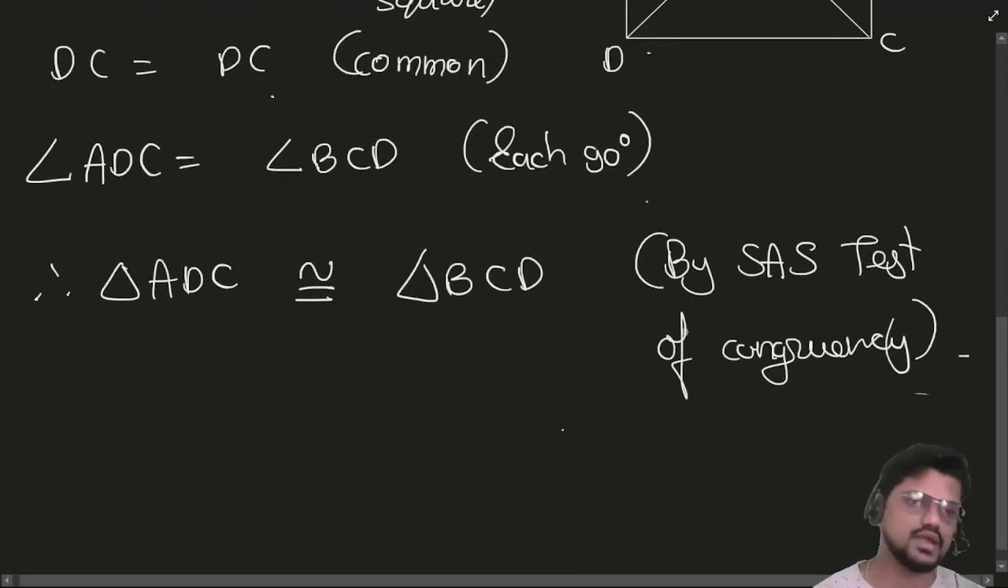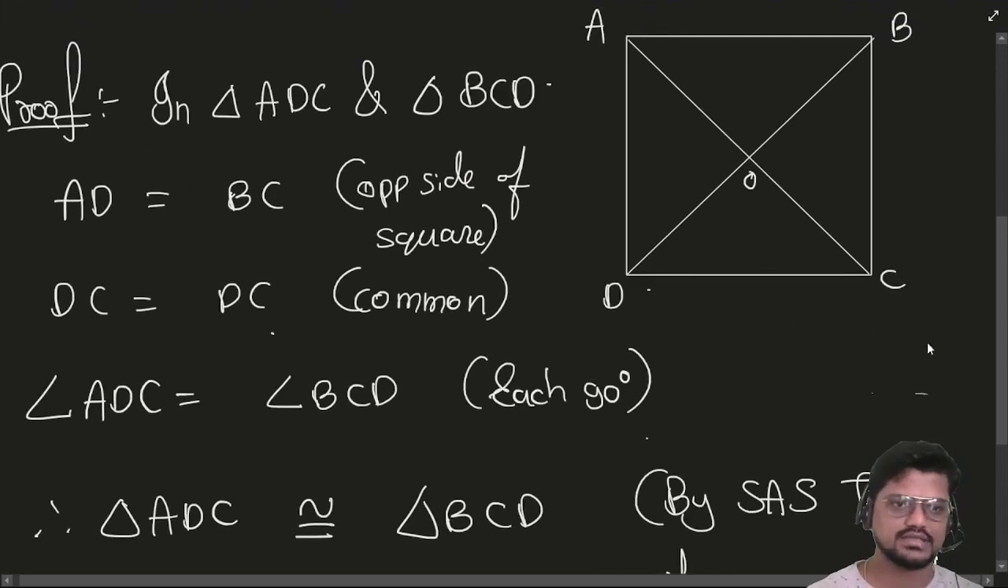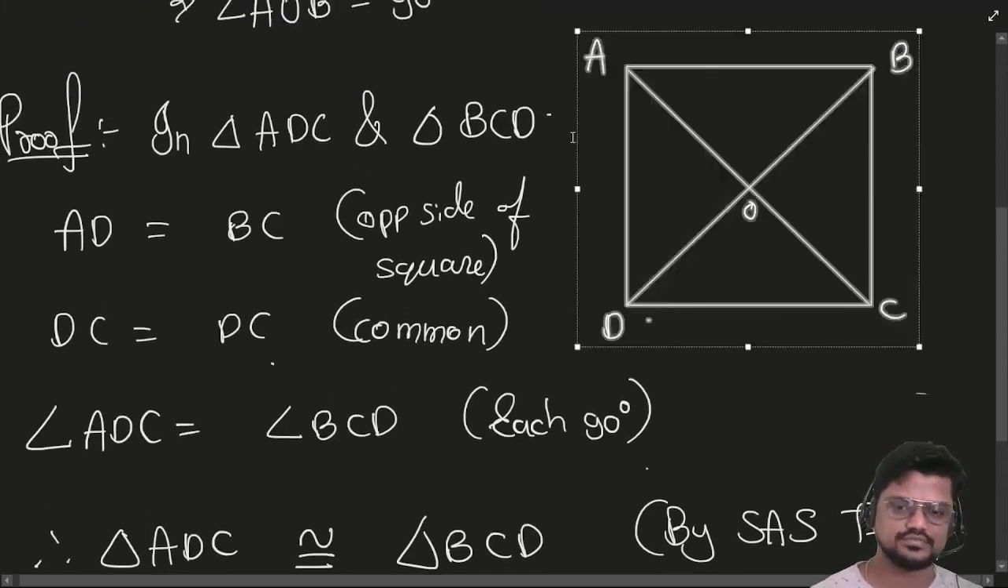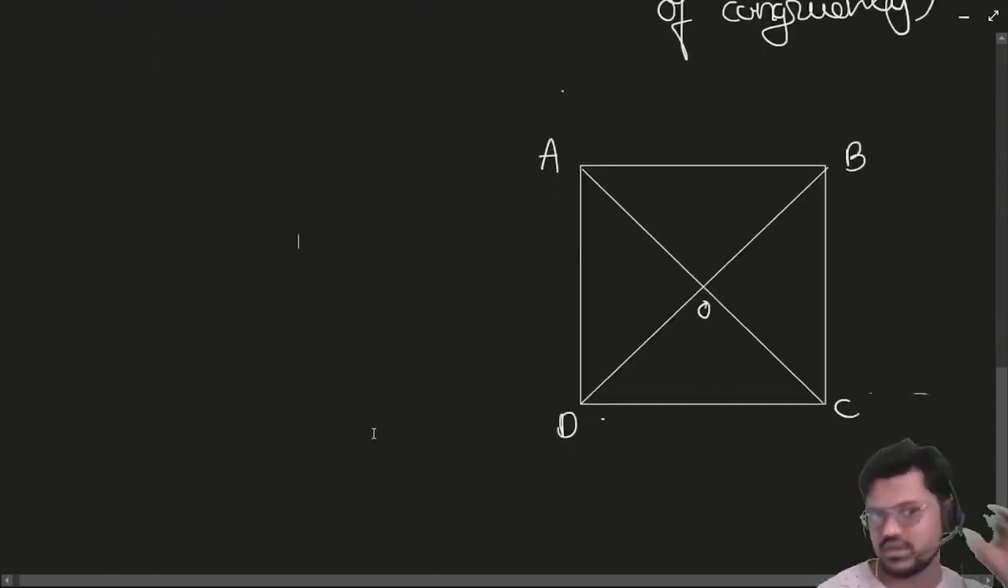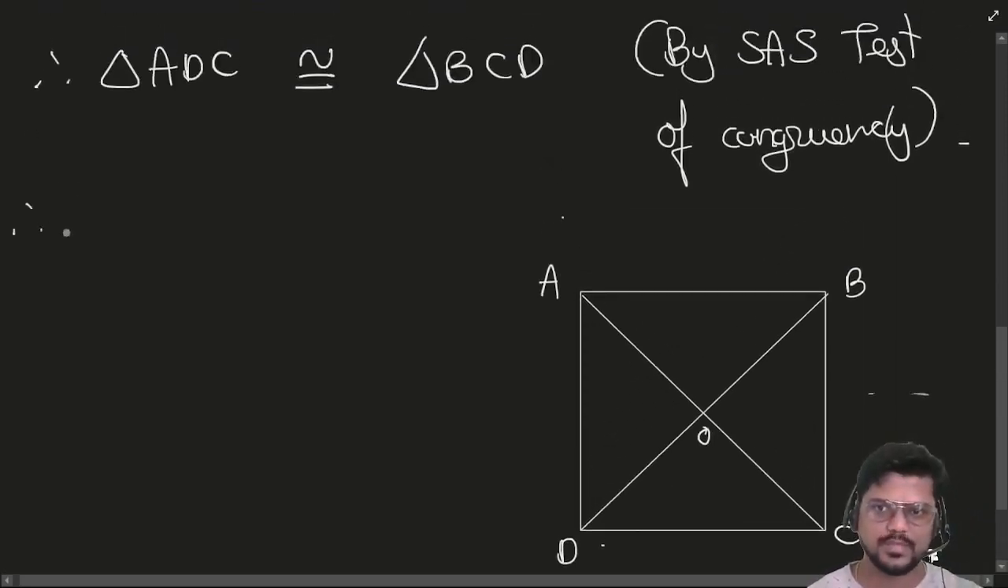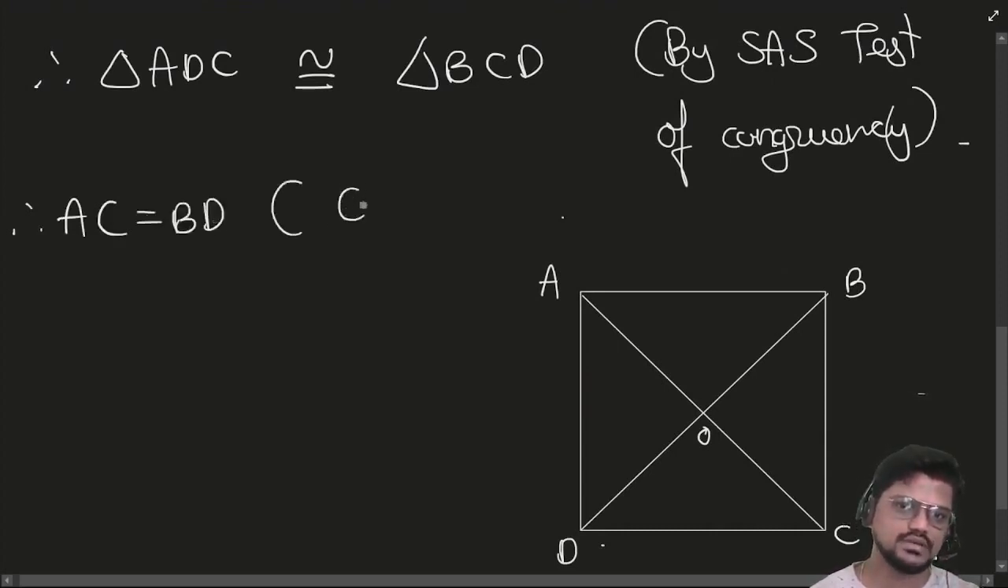Yes, the two triangles are congruent by the SAS test of congruency. Now, since the two triangles are congruent, what can I say? Then their diagonals are equal. Therefore, AC will be equal to BD. Why? By CPCT.